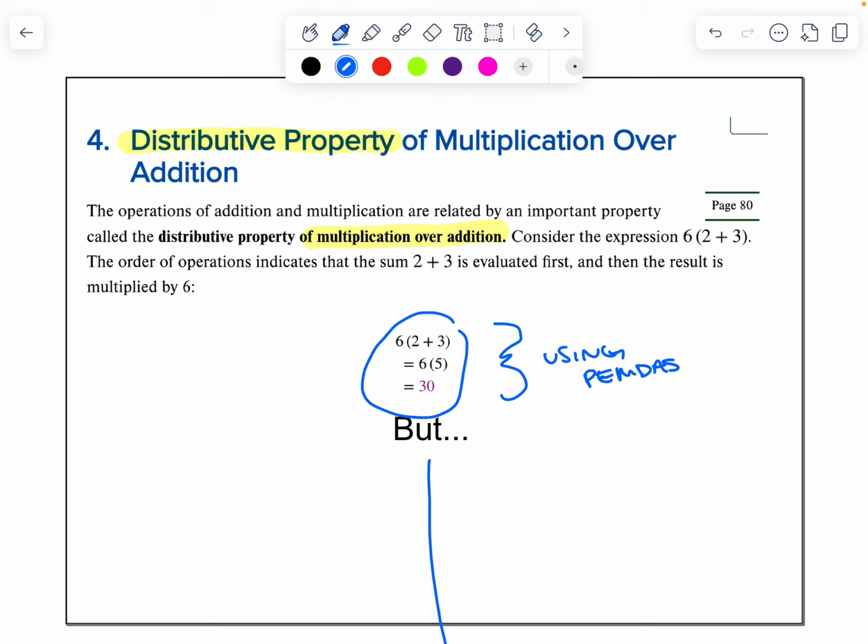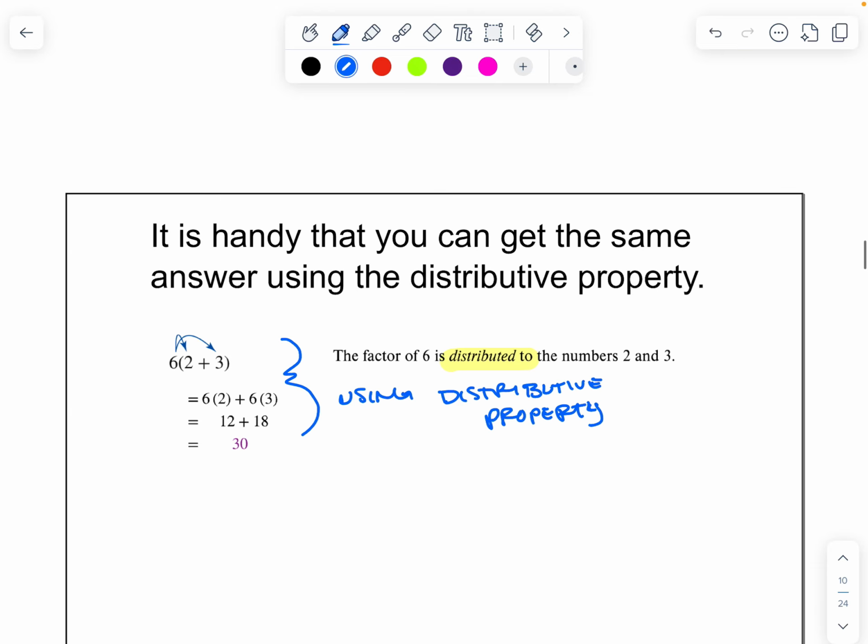Let's think about this exact example. We used PEMDAS. We added the 2 and 3. We got 5. We ended up with 30. 6 times 2 plus 3 equals 30. Now let's look at it a different way. 6 times 2 plus 3. If instead we distributed, we would get 6 times 2 plus 6 times 3. That's the same thing as 12 plus 18, which still gives us 30. So using the distributive property, this is sort of trying to prove to us that it does work.